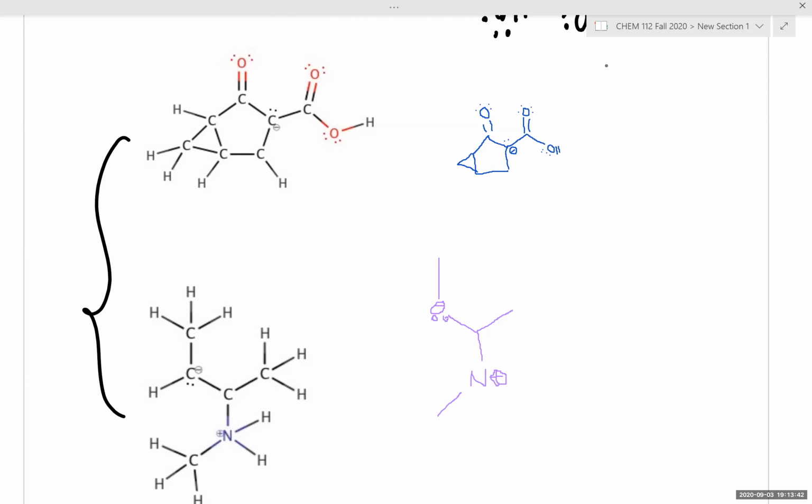So the structure I see down here, it's on the right track. But remember, the carbon is at the intersection of the lines, and then you put your lone pair adjacent to that carbon. So looking at the proposed structure, it's good. There just needs to be a small change in formatting.